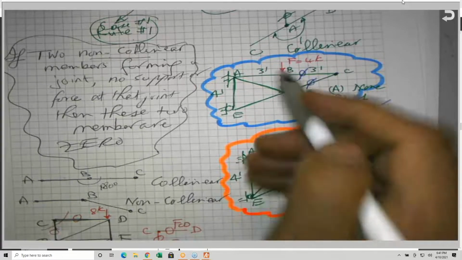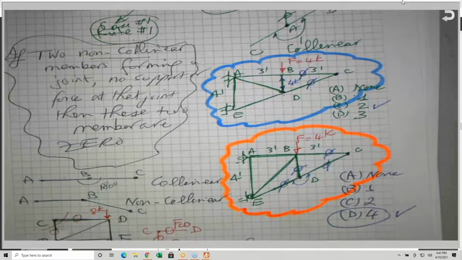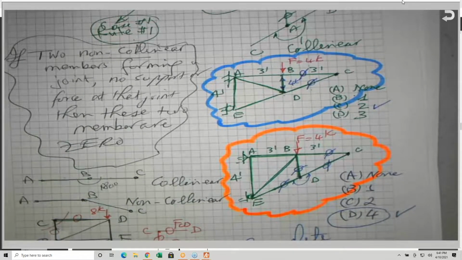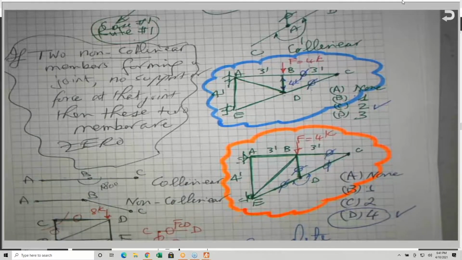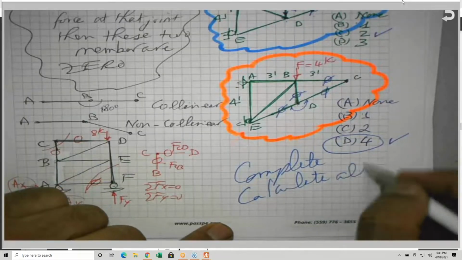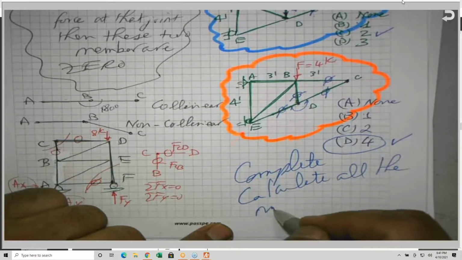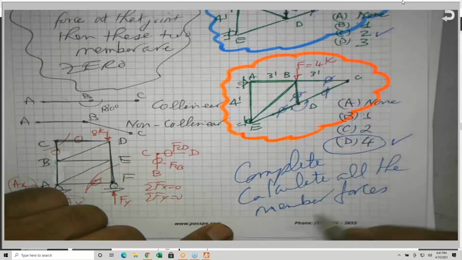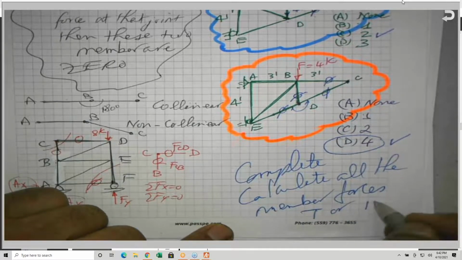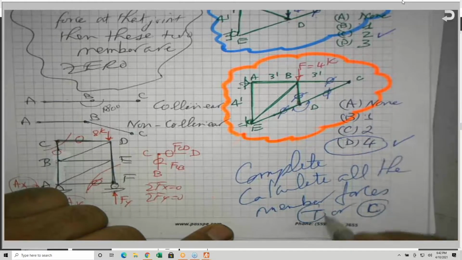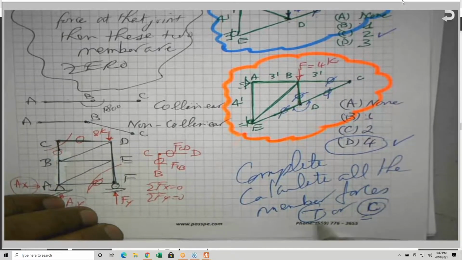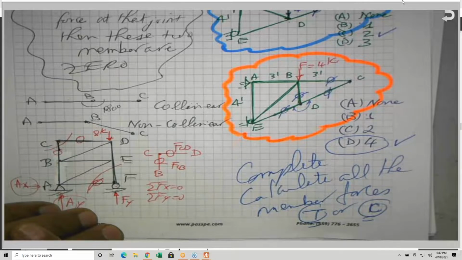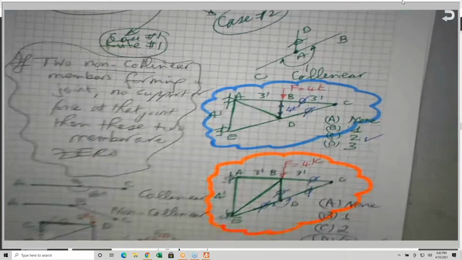So I needed you to calculate all the forces in all the members, or member forces, and indicate T or C. You have to indicate for each one of them whether it is tension or compression. So the magnitude and the sign, either tension or compression. Makes sense?